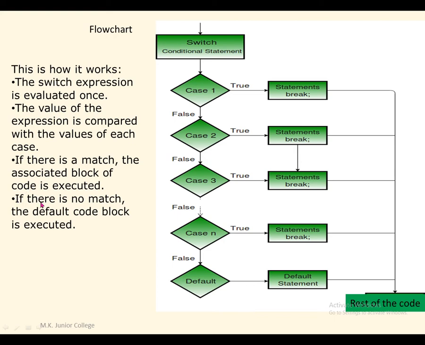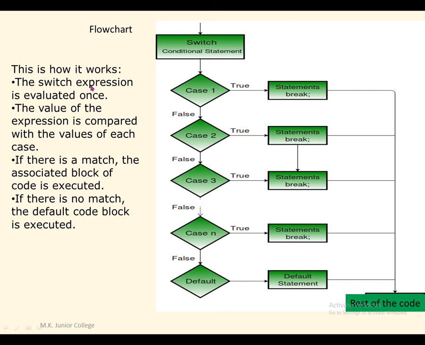Okay. If there is no match out of all the cases, 10, 20, whatever cases you are giving, there is no match, then it goes to the default. If there is no match, the default code block is executed. So this way, your switch case statement gets performed. Okay, so again, this is how it works. So just go through this again.